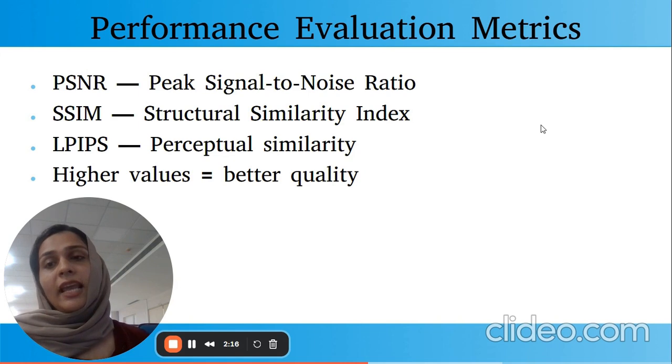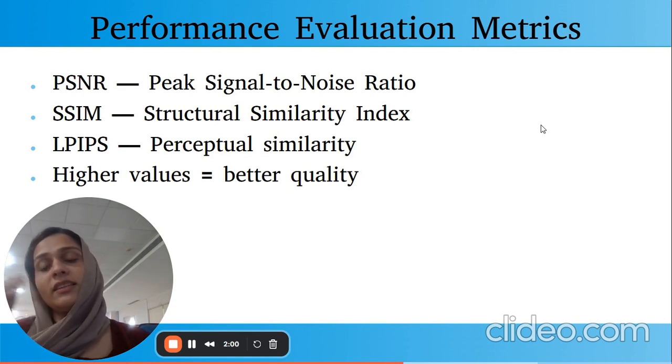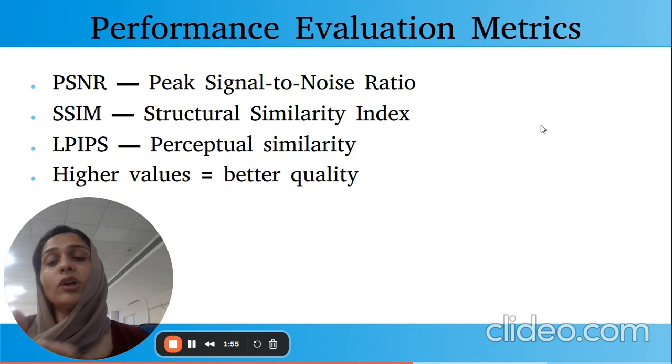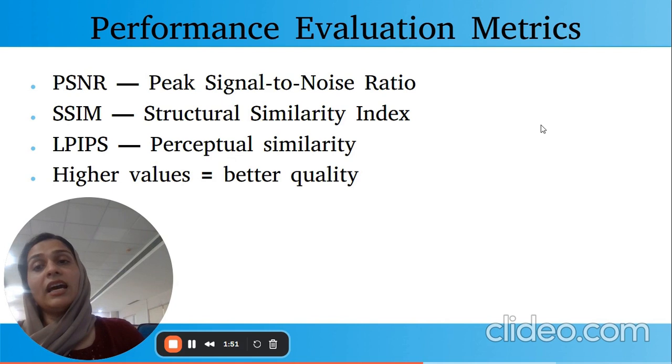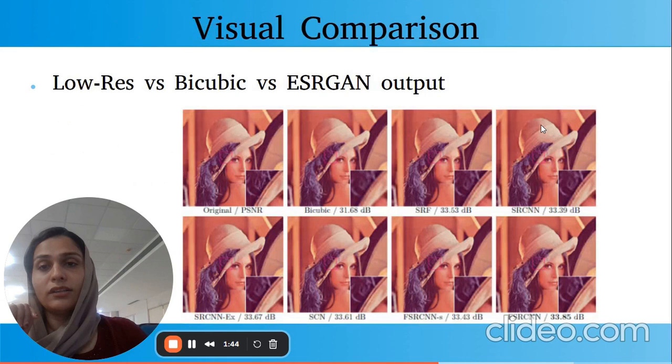The next one is LPIPS, learned perceptual image patch similarity. It is a deep feature-based perceptual similarity that aligns more with human visual judgment. Lower LPIPS means a more visually pleasing output. GANs and others may give better quality despite a very low PSNR, because their other features are more realistic.